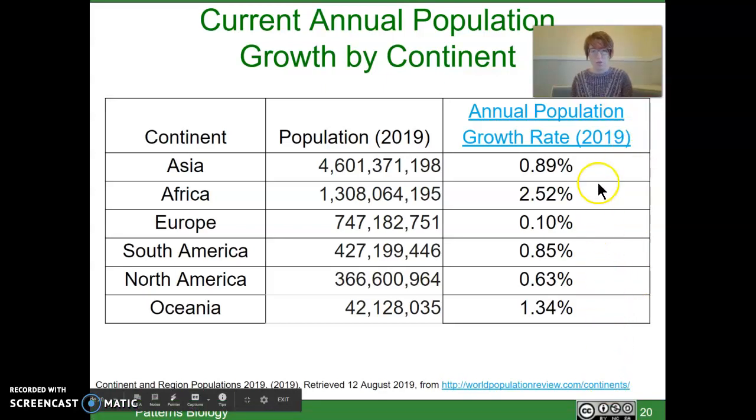So just notice that on different continents, we have different growth rates. In different countries, we have different growth rates. Within those countries, in different groups, we have different growth rates. So it varies a lot, and there's a lot of different factors.